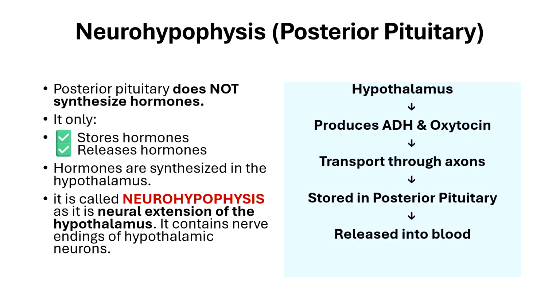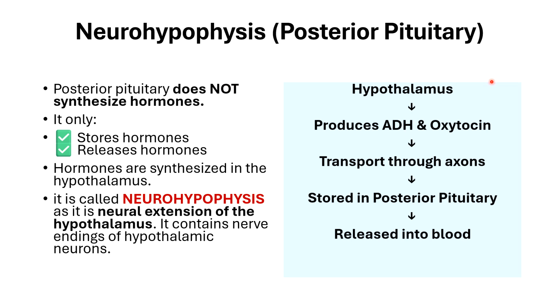Let's now talk about the second part of the pituitary gland, that is the posterior pituitary, also known as neurohypophysis. Why is it known as neurohypophysis? Because it is typically the neural extension of the hypothalamus. The nerve endings of hypothalamic neurons extend a little further and form the posterior pituitary. That is why it is also known as the neurohypophysis. Now come to the hormone secretion.